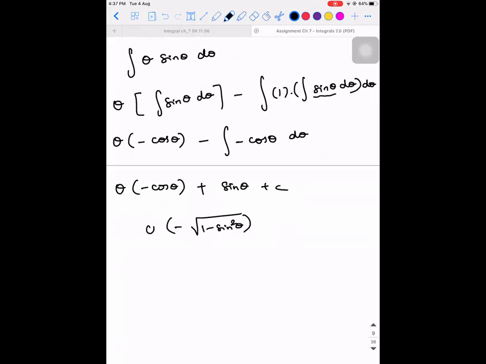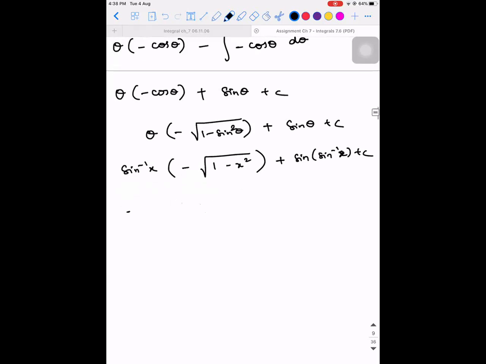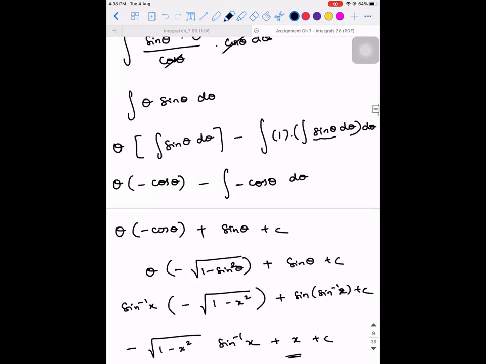Sine inverse x is theta, minus root of 1 minus sine square theta plus sine theta plus c. So theta is nothing but sine inverse x, minus root of 1 minus sine square theta is x square, plus sine of sine inverse of x plus c. What do you get? Minus root of 1 minus x square into sine inverse of x plus c.